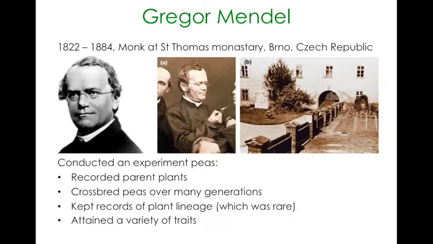All right, let's start with Gregor Mendel. So, born in 1822 to 1884, he was a monk. He was a monk at St. Thomas Monastery in the Czech Republic, and he conducted experiments on peas. He recorded parent plants, crossbred them over many generations, and he kept records of these plant lineages, which at the time was quite a rare thing for people to do in general.